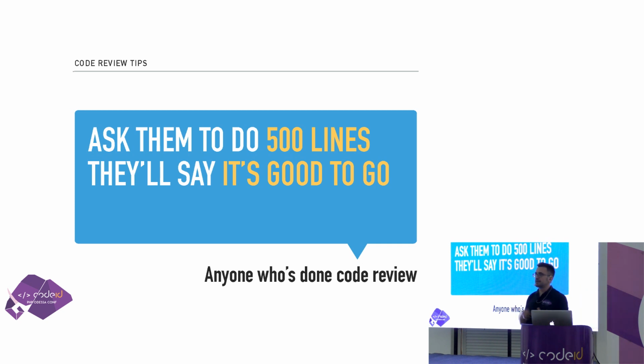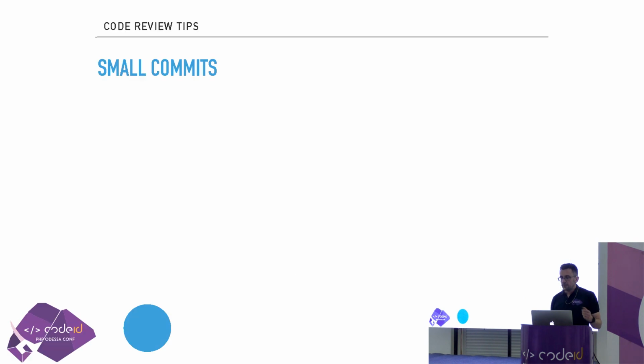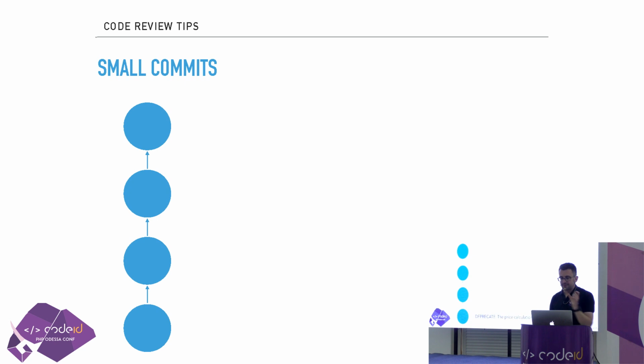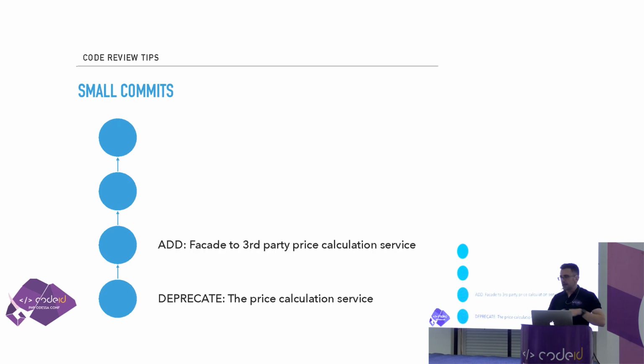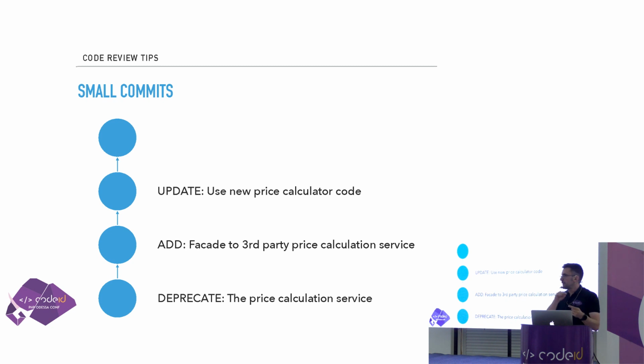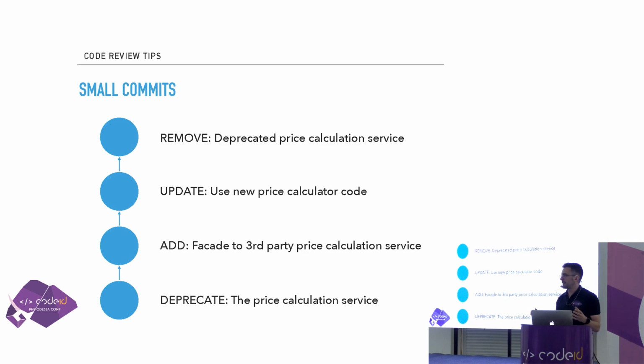Sometimes the whole PR might be 1,000 lines of code. But what we need to do there is break that out into really small commits. And what I say is let the commits tell a story. So maybe the first thing we're going to do is deprecate some old code. We'll go in and mark all the stuff we want to deprecate with the @deprecate function. Then we're going to add a facade or whatever to use our new price calculation service. Then we're going to switch over from using our old price calculator to the new price calculator. And once we've done that, finally we're going to remove all of our deprecated code.